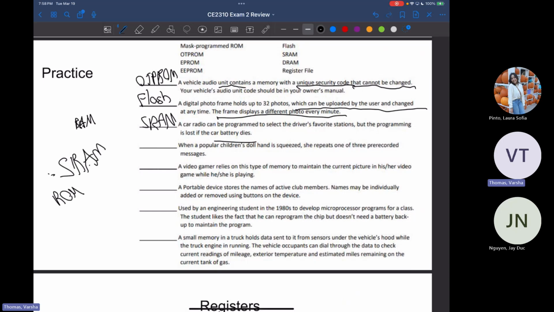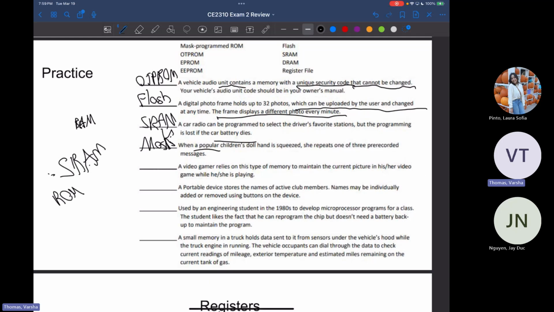I'm going to say, I'm thinking that this should be mask, let me write mask, because it says popular, and by popular we can infer that it is mass produced. So we're going to stick with mask for this one, and we're going to move to the next one.